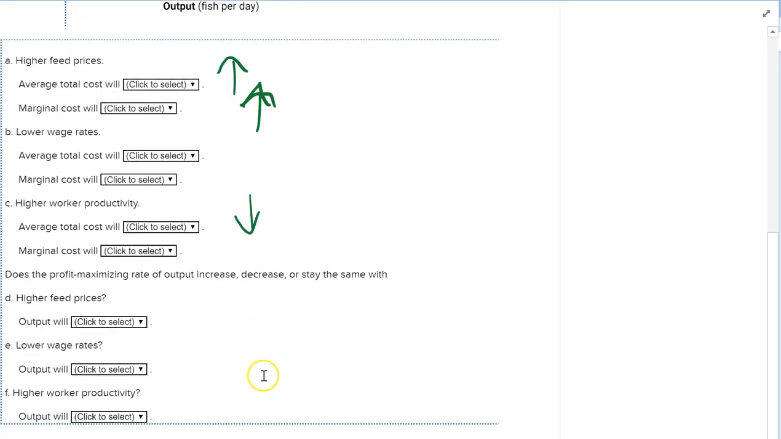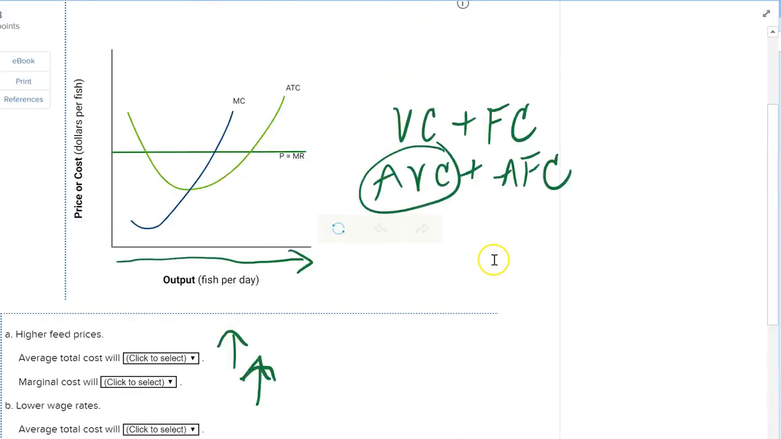And then for D, they ask you, does the profit maximizing rate of output increase, decrease, or stay the same with higher feed prices, etc.? Well, remember, profit maximizing is MR equal to MC. So the higher feed prices, if it raises marginal cost, that means that marginal revenue, in order to maintain the same output point, would have to rise as well. But we don't assume that. We assume that only the marginal cost curve is affected. And it's going to shift leftward. So let me show you on the graph what I'm talking about.